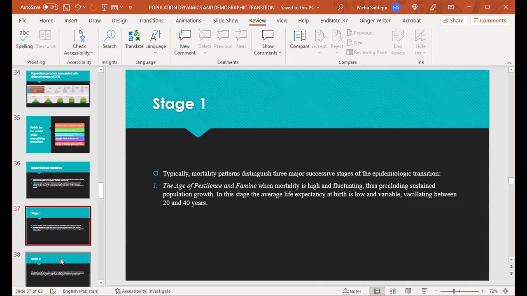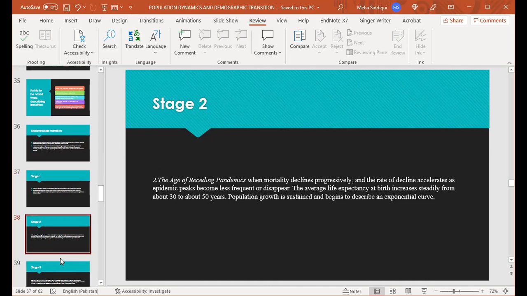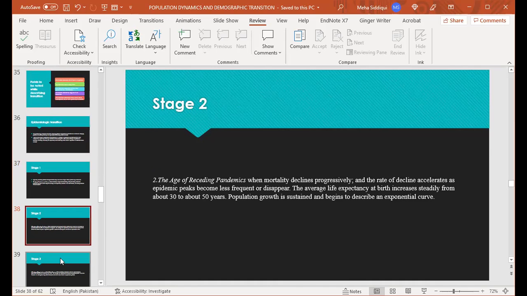There are three stages of demographic transition. In the first stage, also called the age of pestilence and famine, mortality is high and fluctuating, thus precluding sustained population growth. In this stage, the average life expectancy at birth is low and variable, oscillating between 20 and 40 years. Then comes stage 2, also called the age of receding pandemics, when mortality declines progressively and the rate of decline accelerates as epidemic peaks become less frequent or disappear.